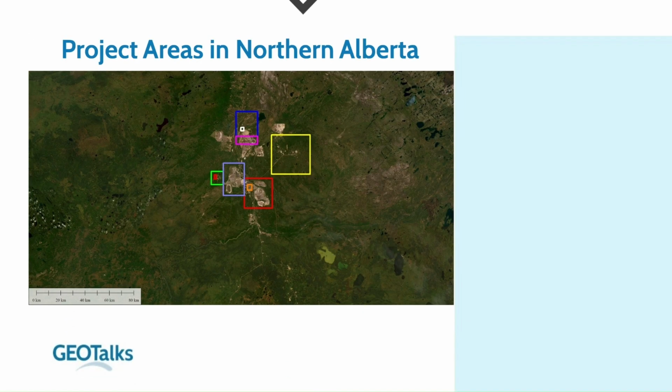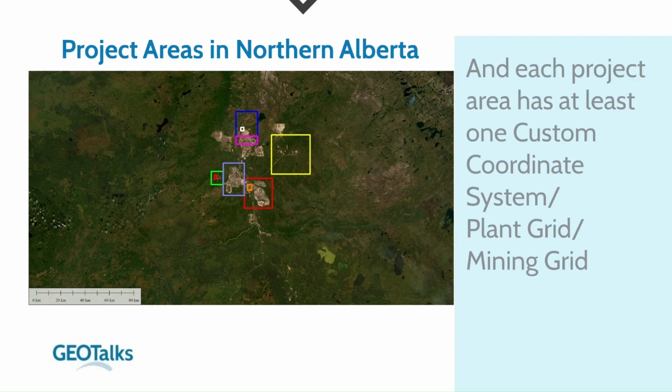So which area of the world are we talking about? Well, the project areas with our custom coordinate systems are in northern Alberta. Specifically, they're just north of a town called Fort McMurray. So you can look that up if you like to get a better idea.